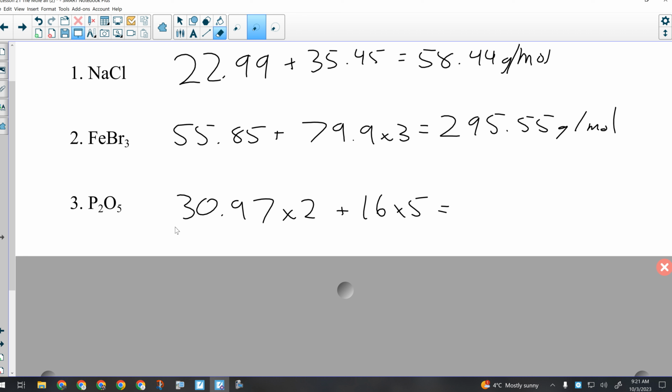141.94 grams per mole. Okay, so remember, anytime we calculate this number, we are calculating the mass of 6.02 times 10 to the 23 particles of that material. Okay? All right, here's where they get hairy.